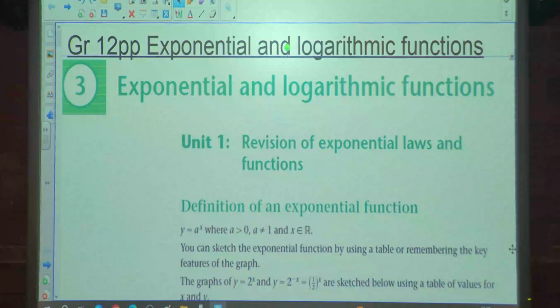Okay, good morning class. So today we're looking at the exponential and log functions. I'm not going to try and say the word anymore. Just remember, it is what? Logarithmic. No?